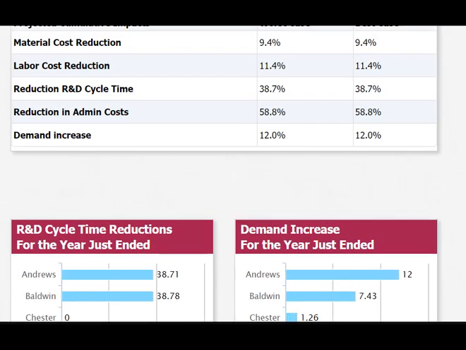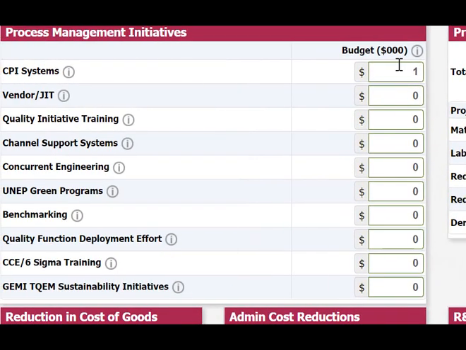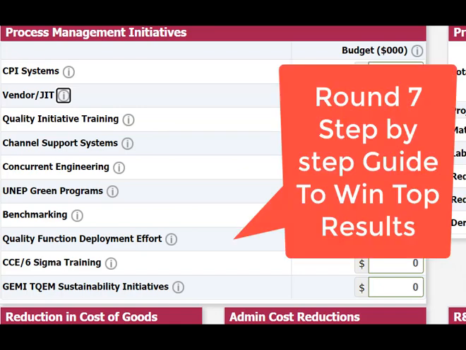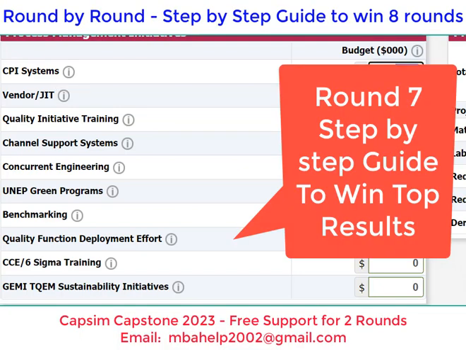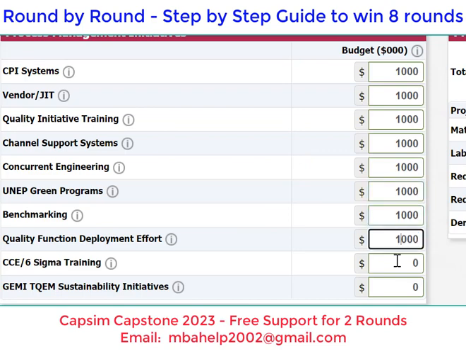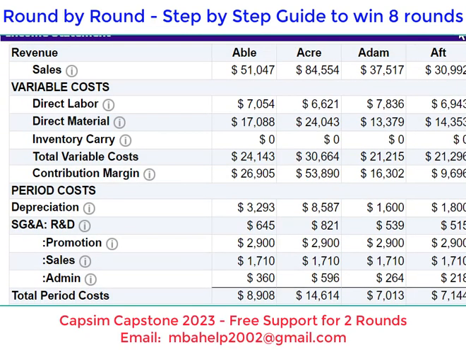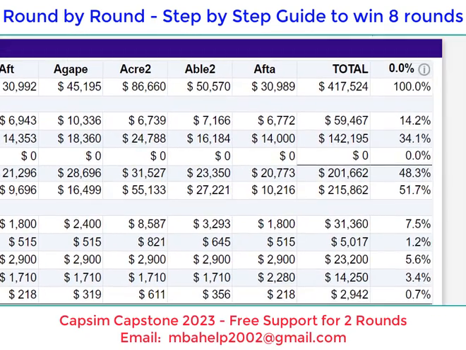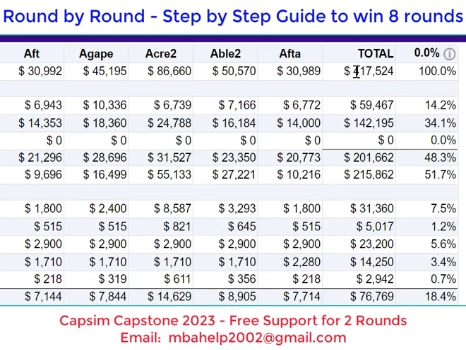And we move to the total quality management screen. On the total quality management screen, we have 10 TQM initiatives, so we applied 1000 for all the 10 TQM initiatives to increase quality and reduce costs. And that is an overview of all the decisions for round 7.